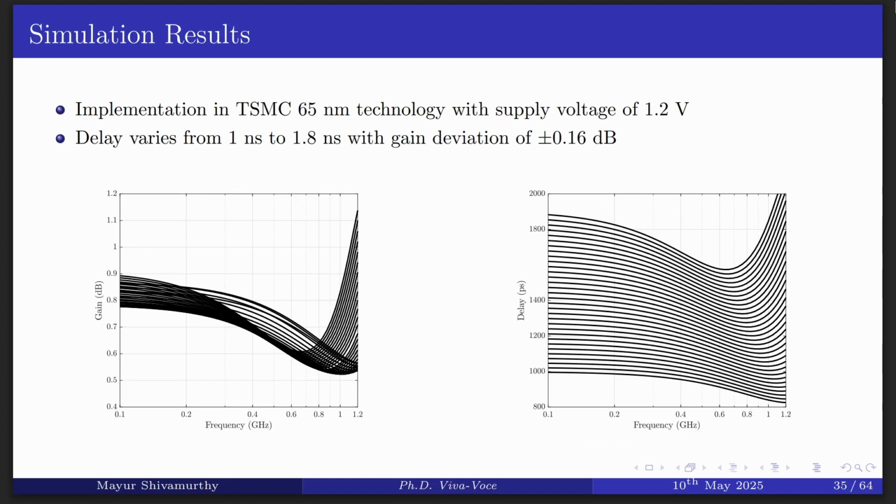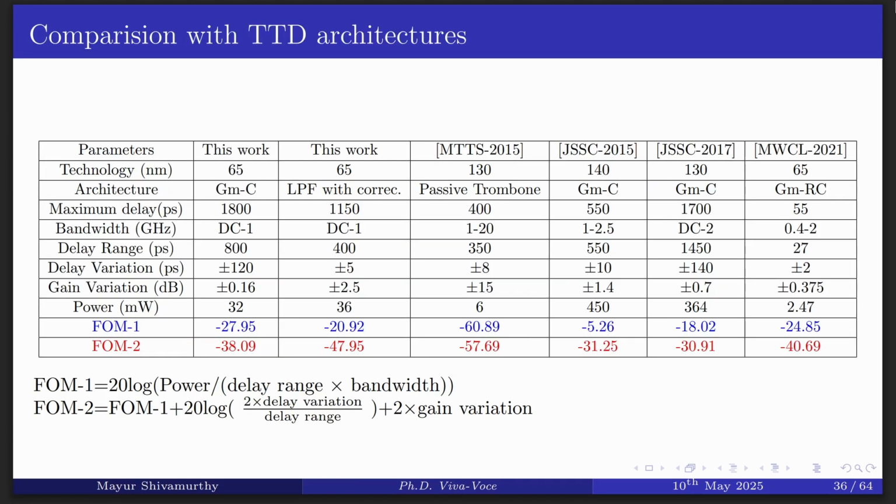The proposed TTD was implemented in 65 nanometer technology with a supply voltage of 1.2 volts, and the delay ranged from 1 nanosecond to 1.8 nanoseconds with a gain deviation of plus or minus 0.16 dB. So the proposed all-pass filter based architecture was compared with other reported GMC architectures. The proposed TTD has a minimum gain variation of plus or minus 0.16 dB, but it has a not so good FOM2 compared to the low pass filter based architecture.